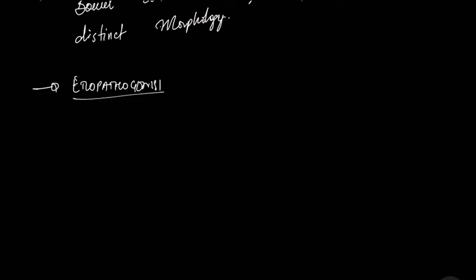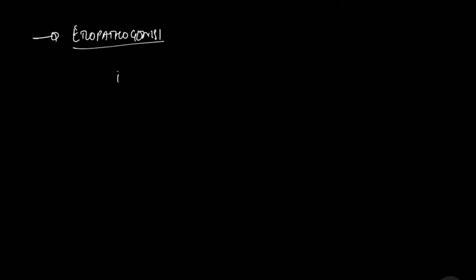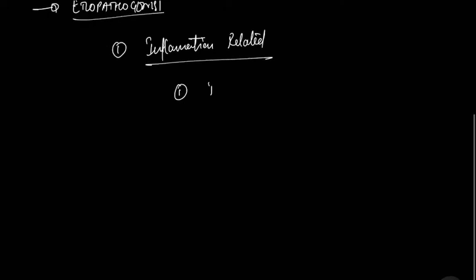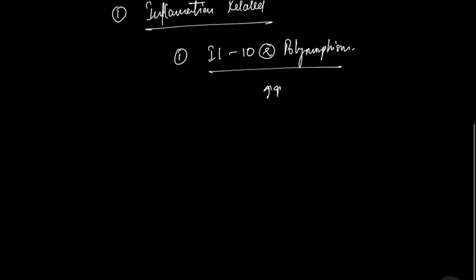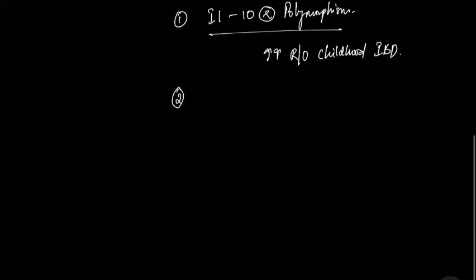Let's do the etiopathogenesis for IBD. The first topic we'll be reading under this is inflammation related. Under this we have the interleukin 10 receptor polymorphism. And what is this responsible for? This increases the risk of childhood IBD.